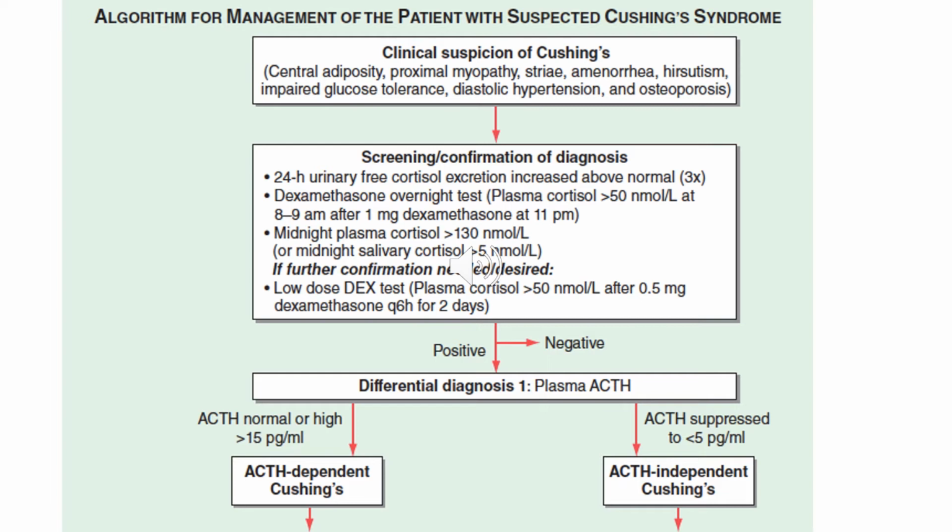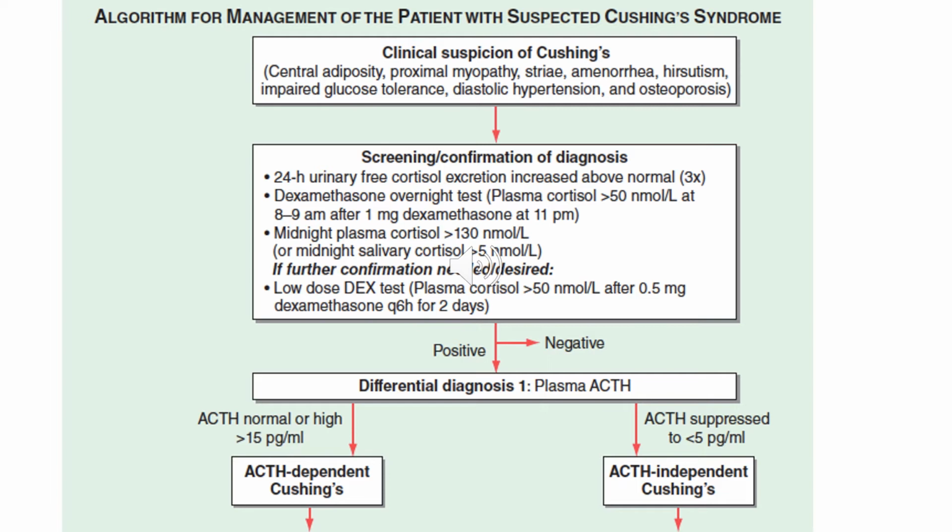Now, if the results are negative, then no further testing is required. We have to establish 2 out of the 4 or 5 tests on the screening to establish a patient with Cushing syndrome. Now, if this is positive, then we have to test this patient further in order for us to narrow down our differential diagnosis. To proceed, we have to test for plasma ACTH.